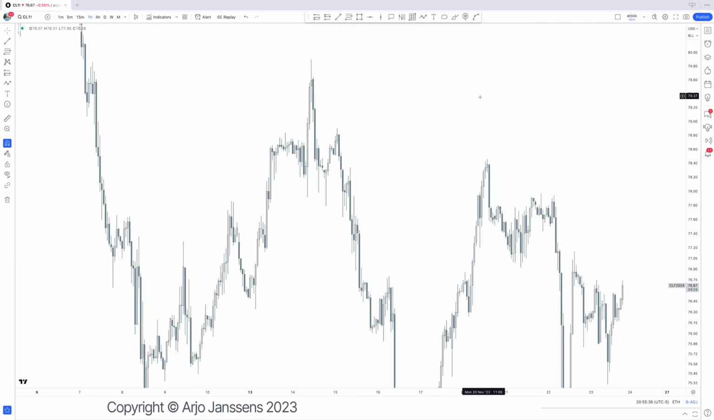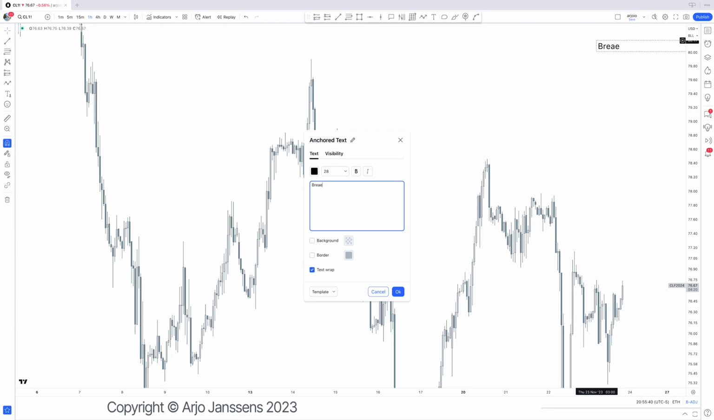Well, the first PD array that we actually need to understand is a breaker block. Then the second one is a mitigation block. Then we have an order block. Then we have swing points. And when I say swing points, I'm referring to a swing high and a swing low. So then the fifth one is a previous X high and a previous X low.